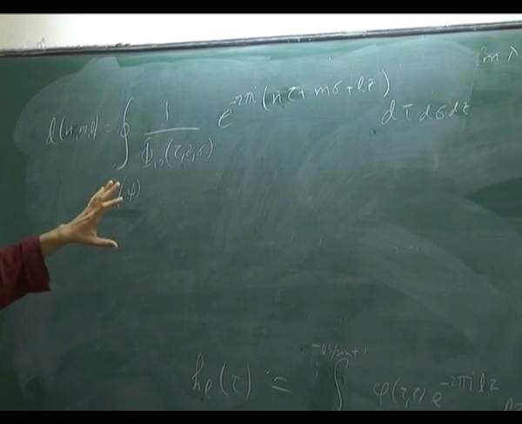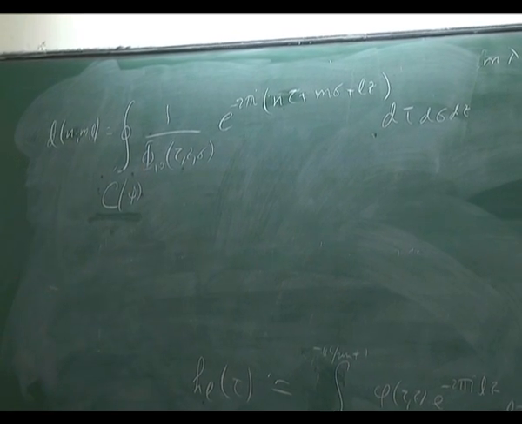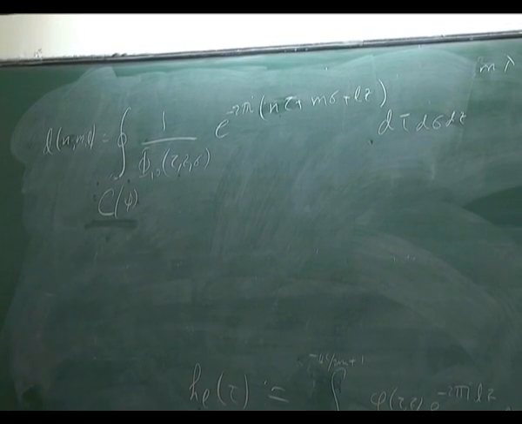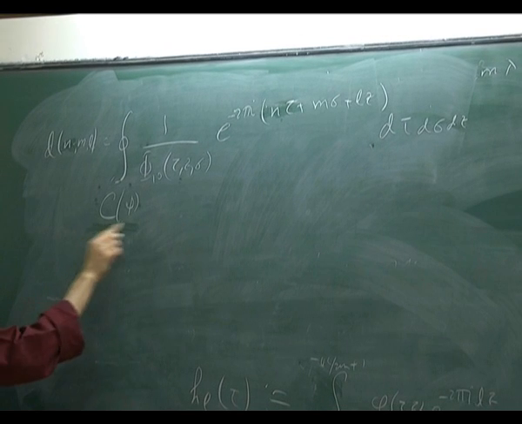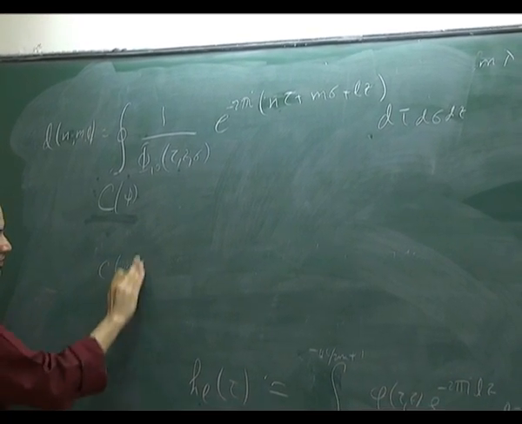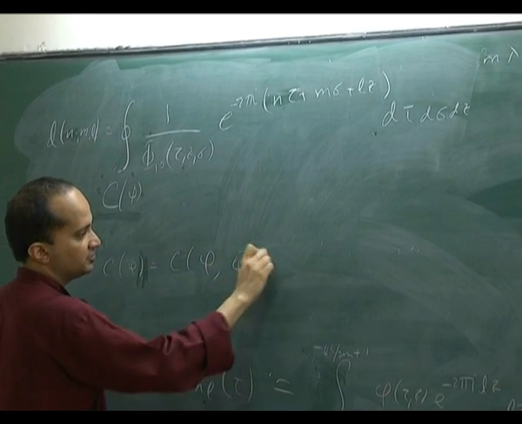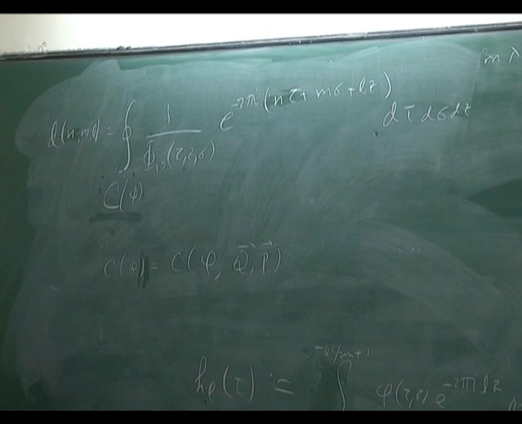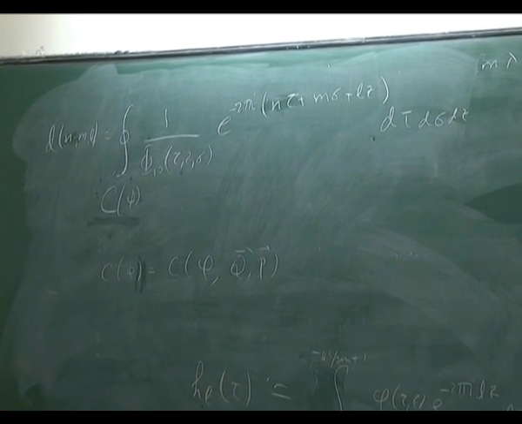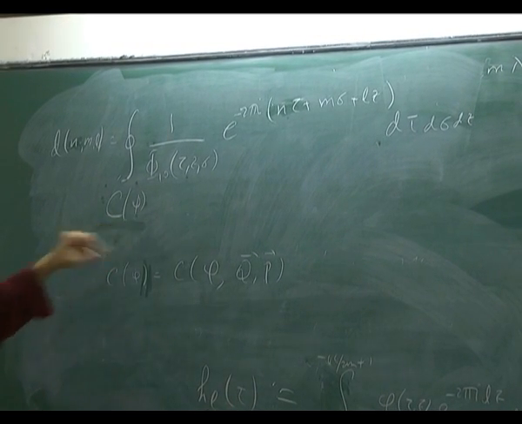So already it's pretty amazing that all the moduli dependence is only in the contour and not in the partition function. This is not in general to be expected. It turns out that this contour is a function of both the moduli as well as the charges.